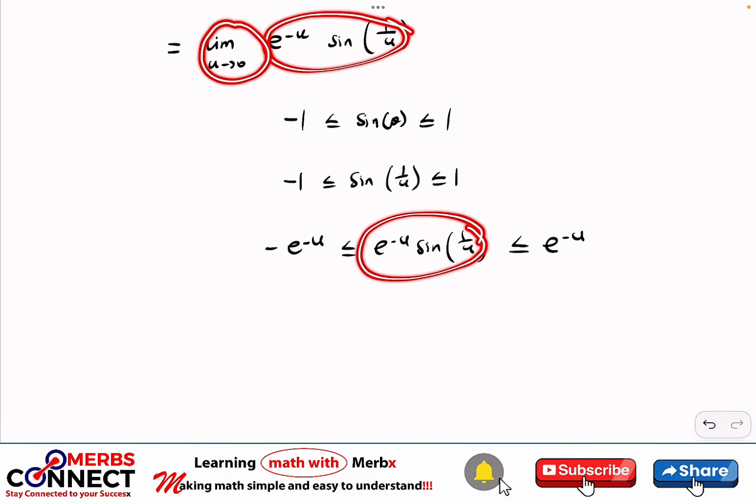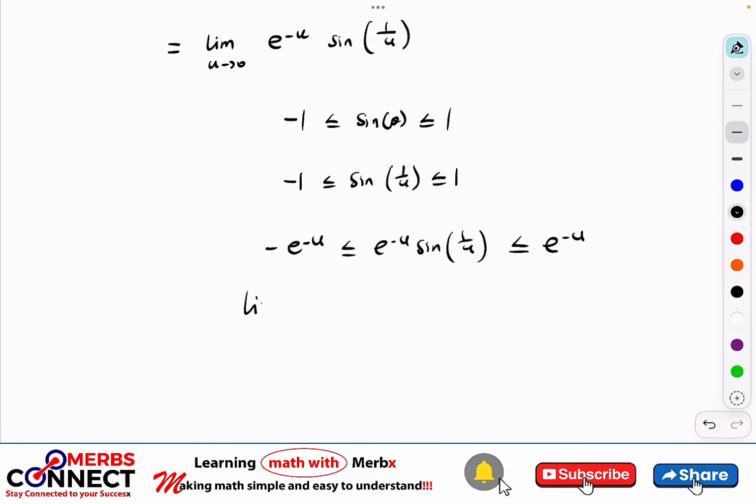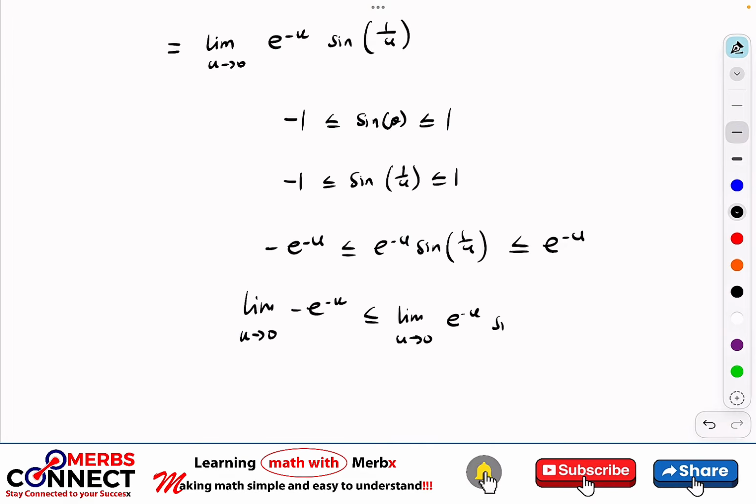So I need to take the limit through. So the limit as u approaches 0 of minus e to the power minus u is less than or equal to the limit as u approaches 0 of e to the power minus u sine of 1 over u, less than or equal to the limit as u approaches 0 of e to the power minus u.